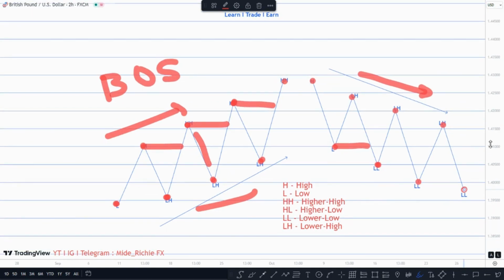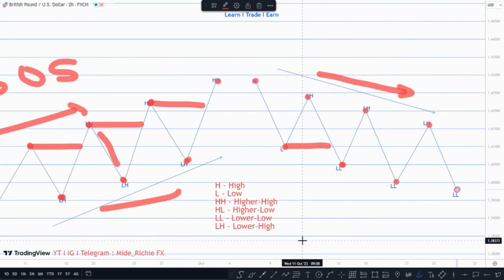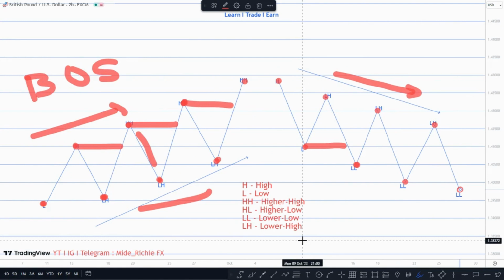The H means the high, the L means the low, the HH means the higher high, the HL means the higher low, the LL means the lower low, and the LH means the lower high. So this is basically the basics of market structure.